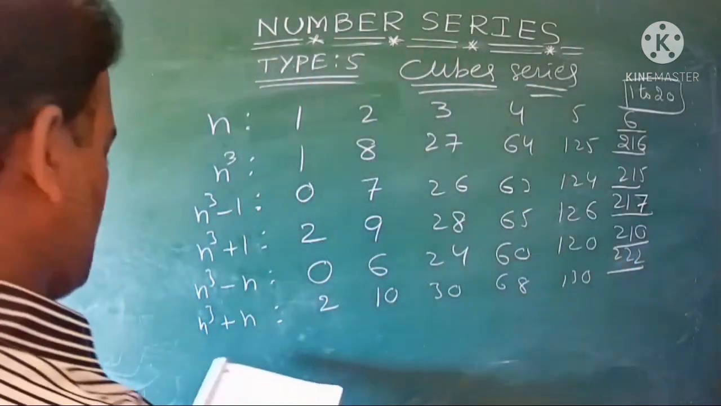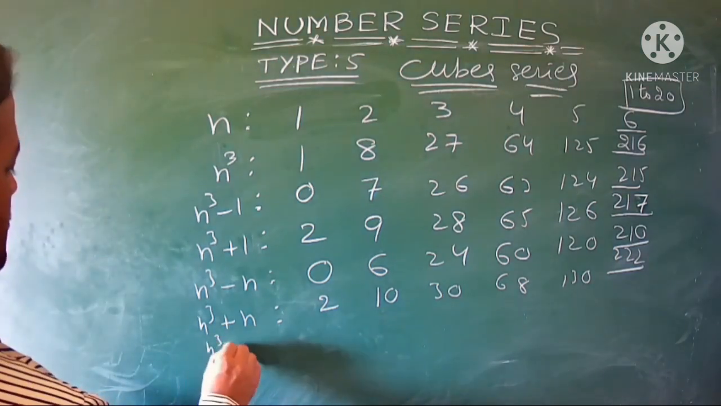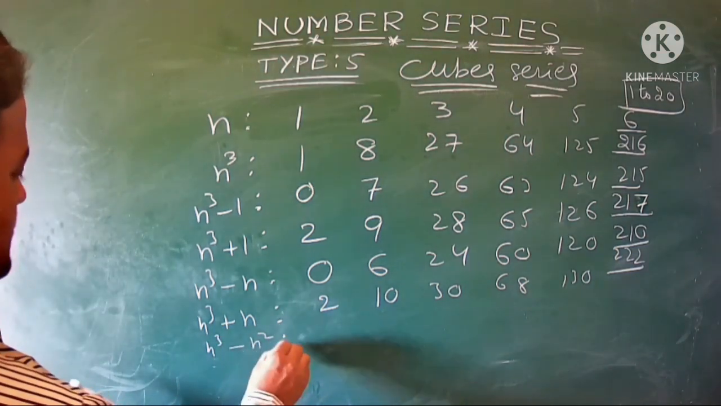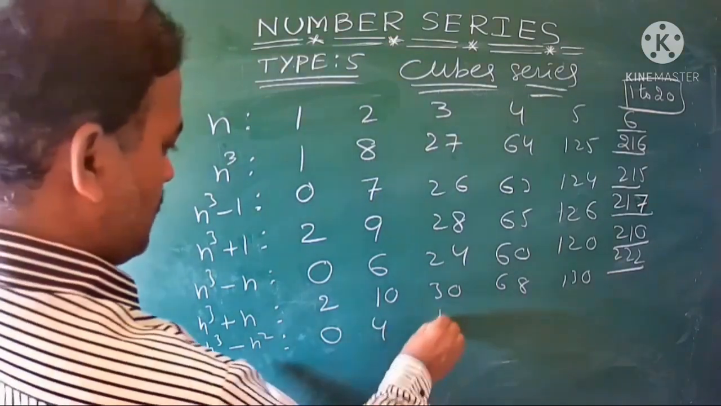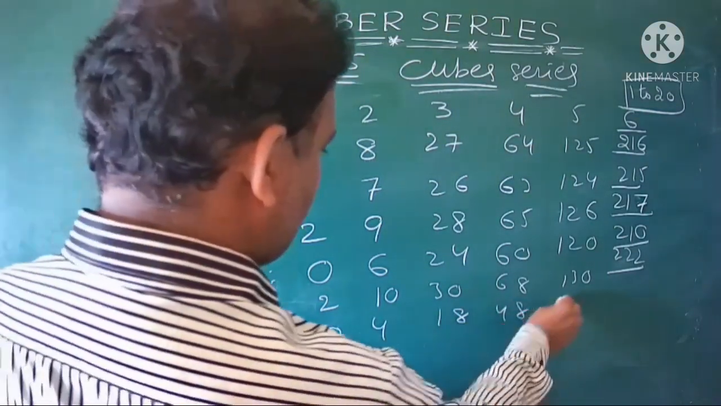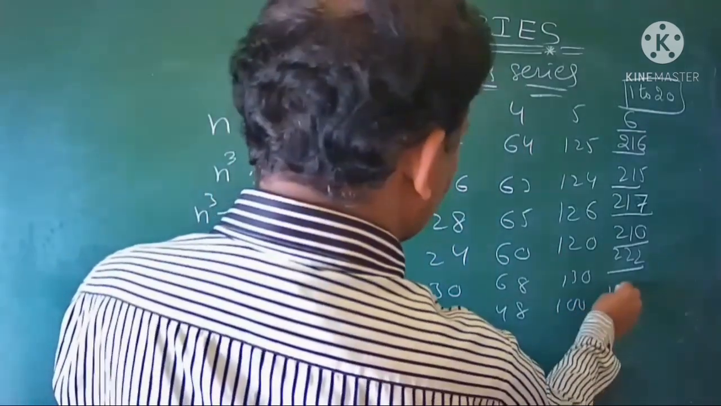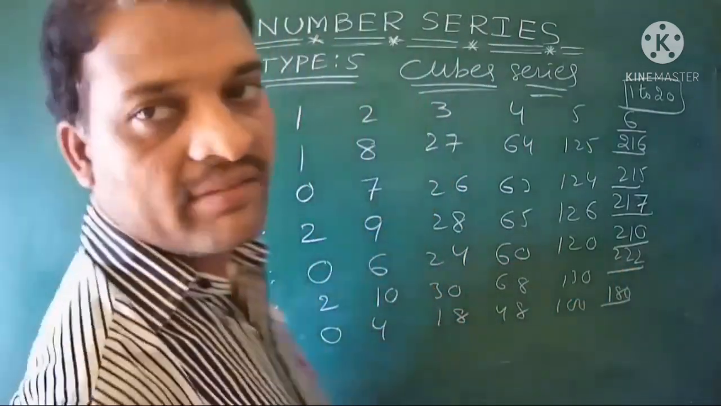Similarly, one more relation is the n cube minus n square relation: 0, 4, 18, 48, 100, and the next 180 will come.